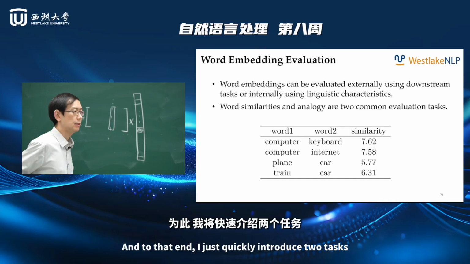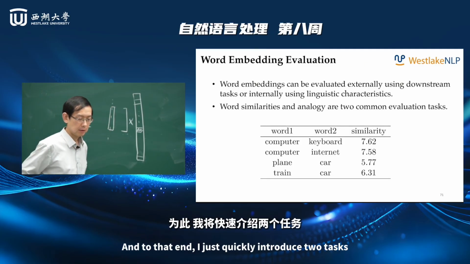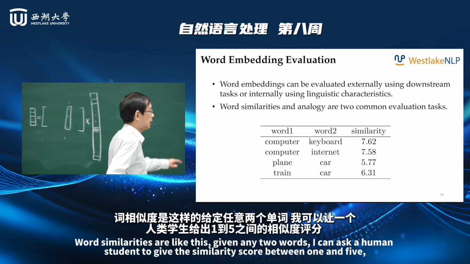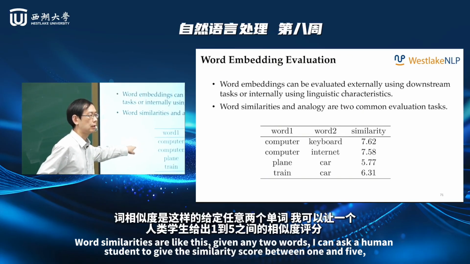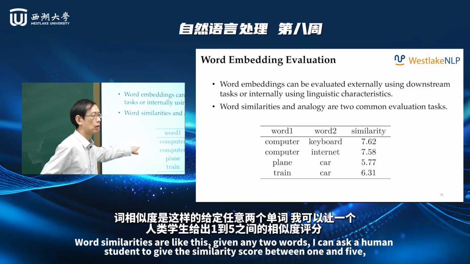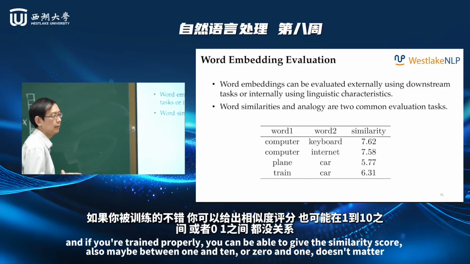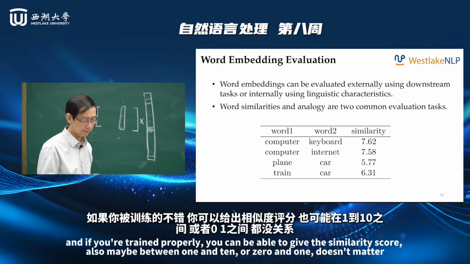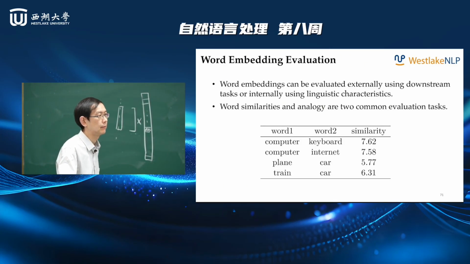And to that end, I just quickly introduce two tasks. One is called word similarity. One is called word analogy. Word similarities are like this. Given any two words, I can ask a human student to give their similarity score between 1 and 5, okay? And if you're trained properly, you can give the similarity score. Also maybe between 1 and 10 or 0 and 1, doesn't matter.